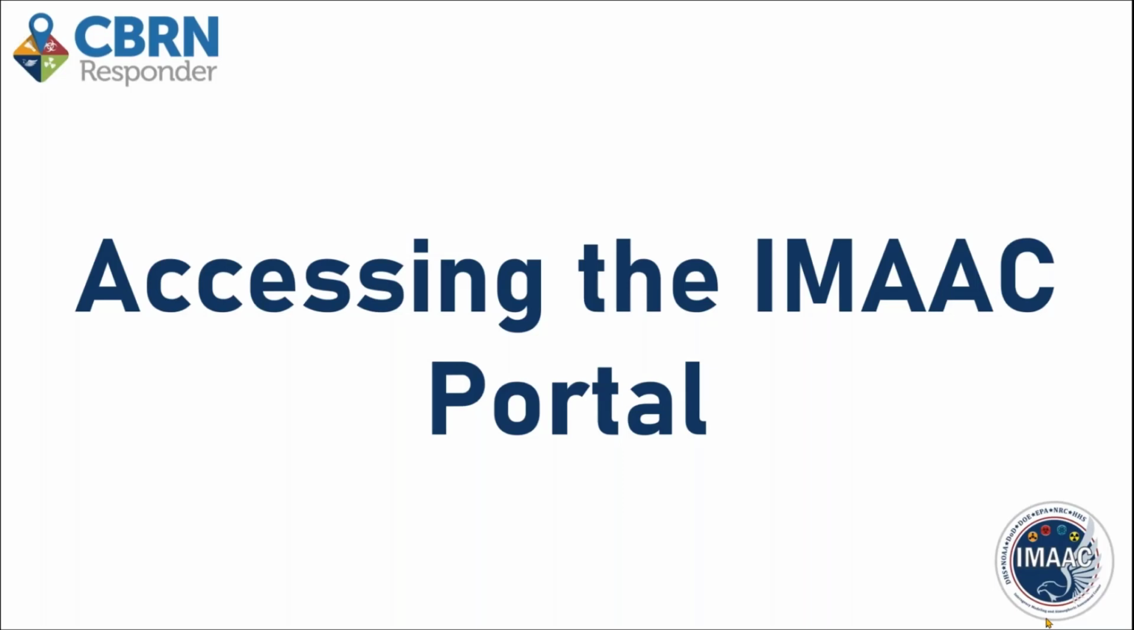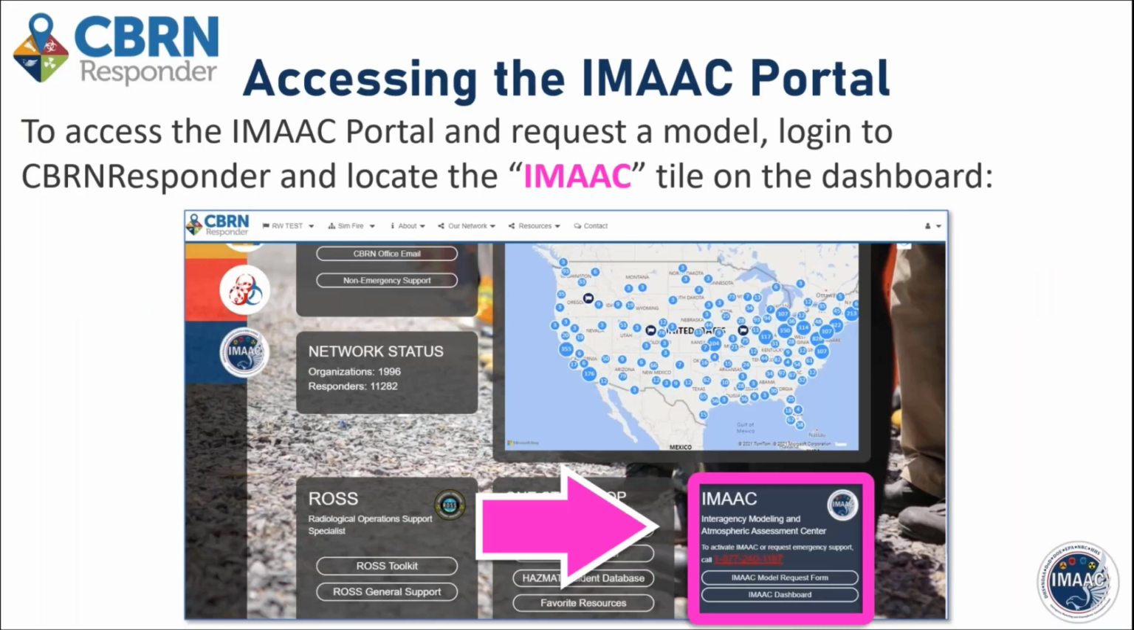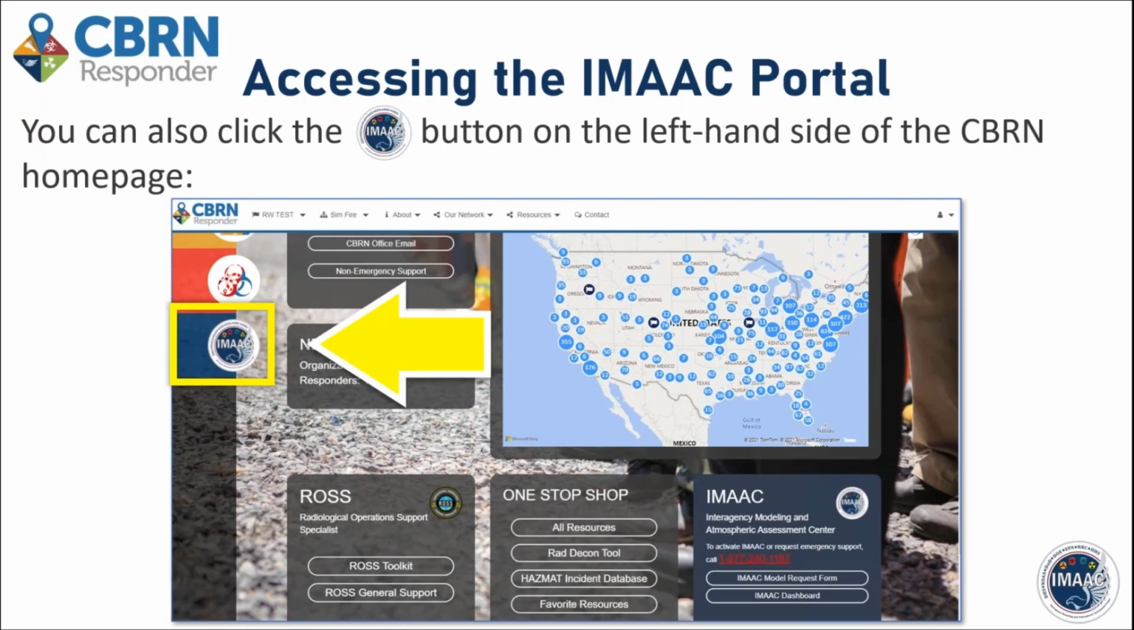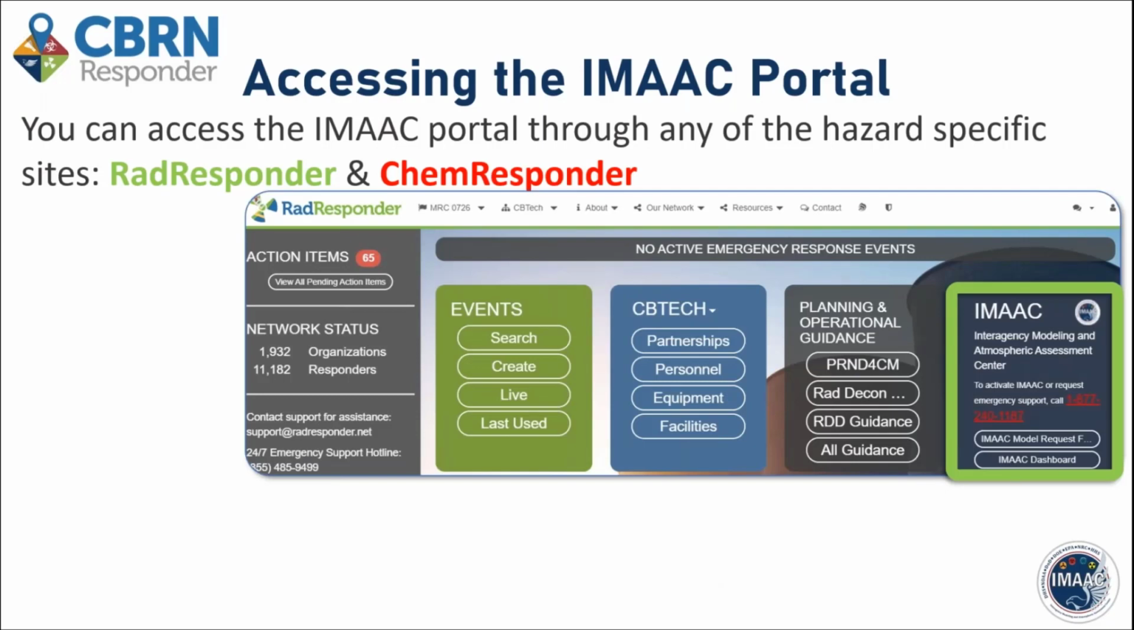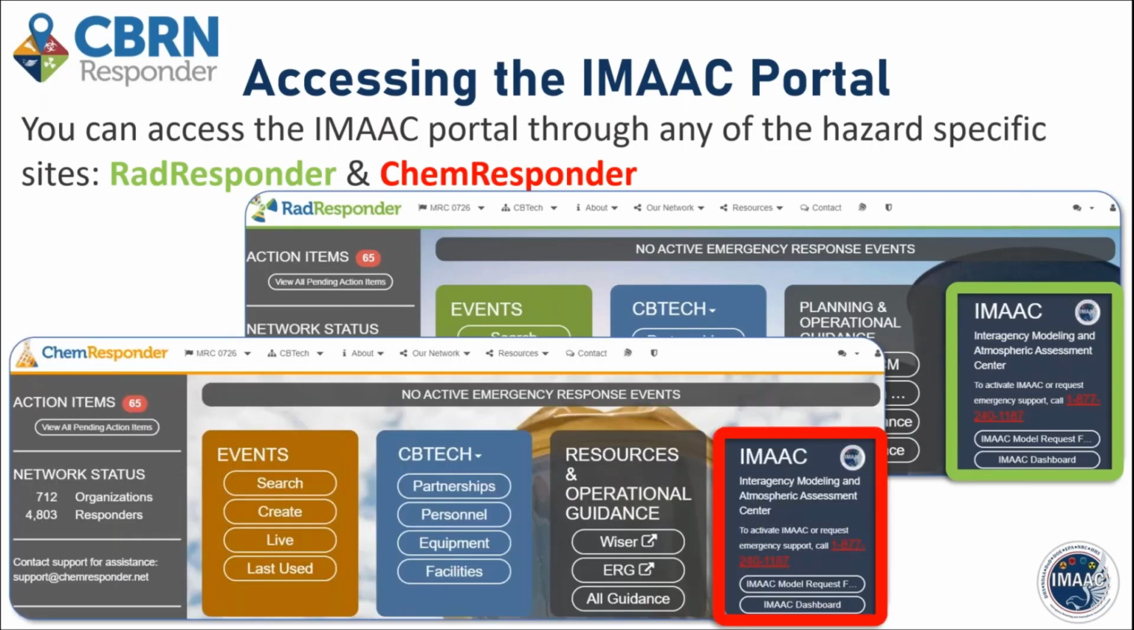So how do you access and use the IMAAC portal and its features? There are a few ways to navigate to the IMAAC portal, one of them being logging into CBRNResponder and locating the IMAAC tile, which is located on the dashboard. You can also click the IMAAC logo, which is on the left-hand side of the CBRN homepage. And if you typically use the hazard-specific sites, so either Rad or ChemResponder, you will see that tile there as well. So a lot of places for you to be able to access the IMAAC portal, no matter what website you use.